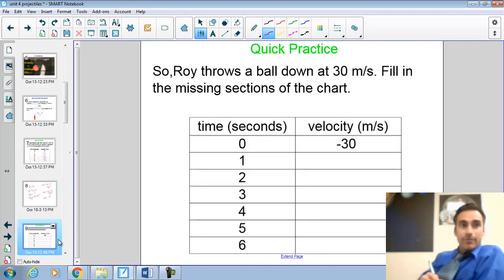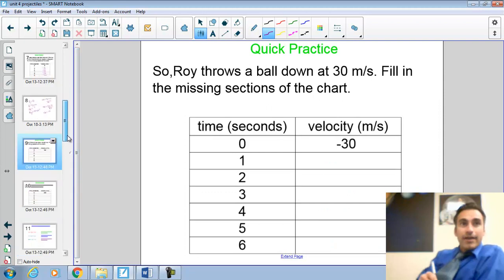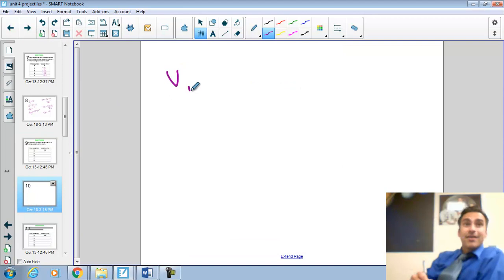Hooray! All right, next problem here. We have Roy throwing a ball down. So now we're throwing the ball down, so our velocity initial is not 0. Velocity initial is negative 30 meters per second. Time is still 1.